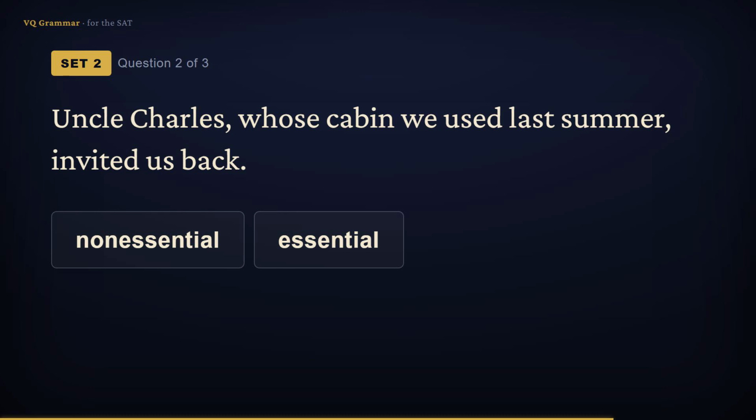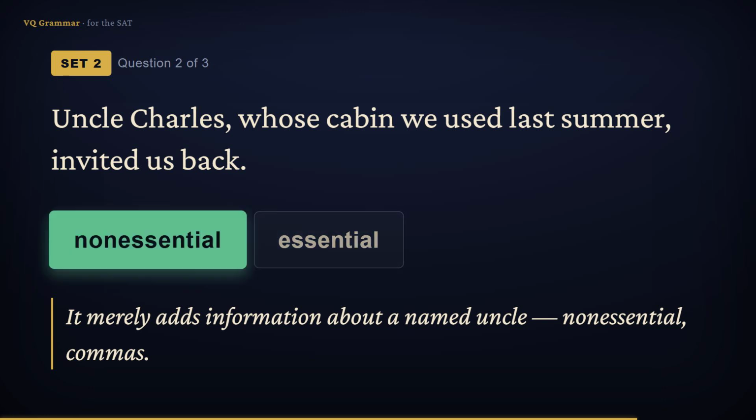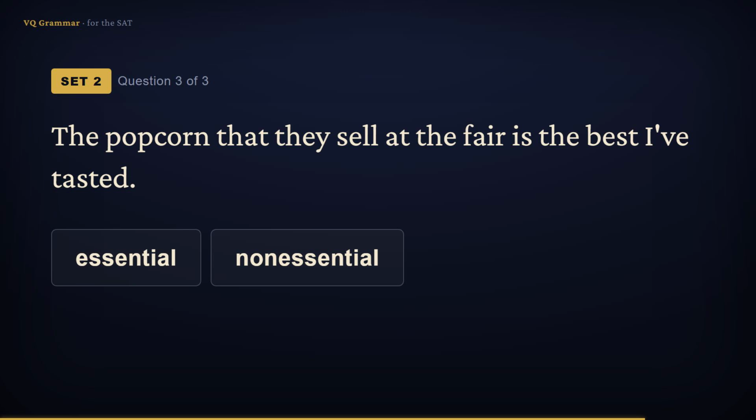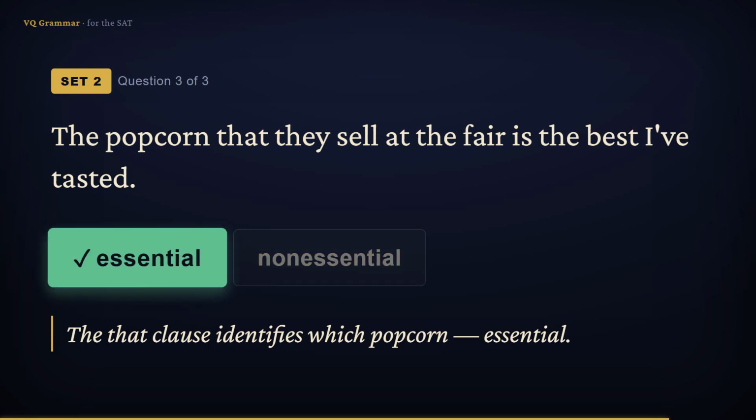Uncle Charles, whose cabin we used last summer, invited us back. We already know exactly who, Uncle Charles. The clause just adds a detail, and it's set off by commas, so it's non-essential. The popcorn that they sell at the fair is the best I've tasted. The clause tells us which popcorn, the kind at the fair. Remove it and we lose that meaning, so it's essential.